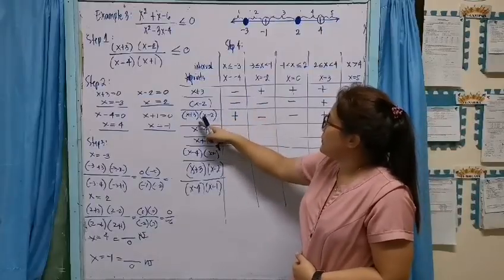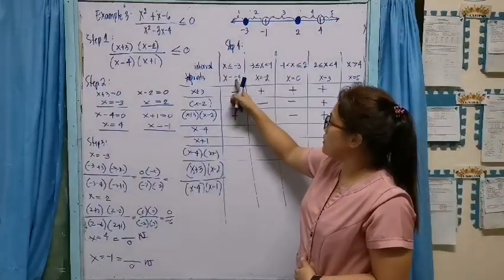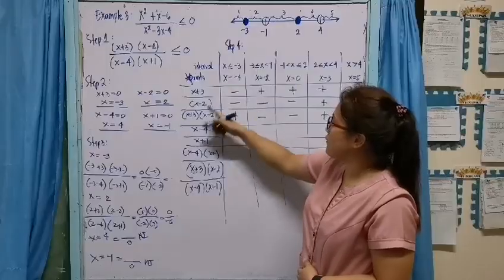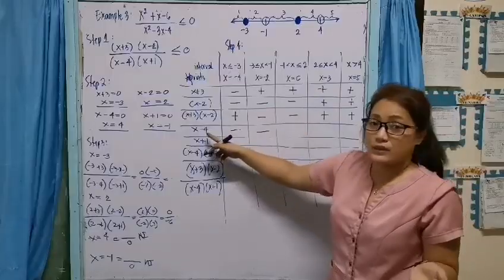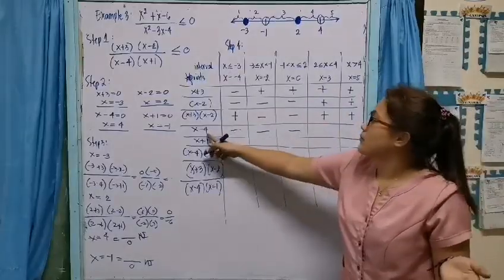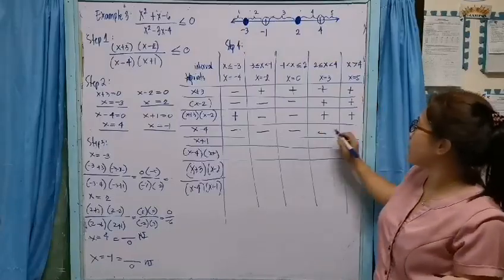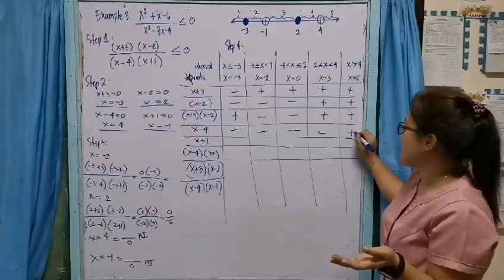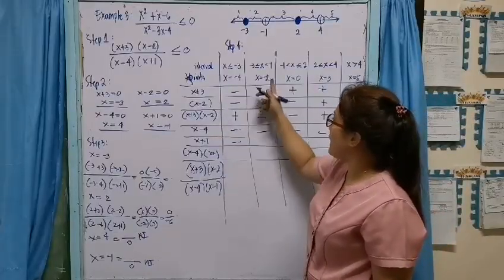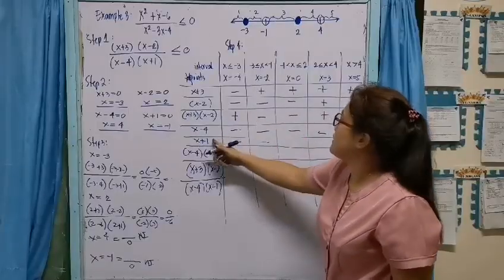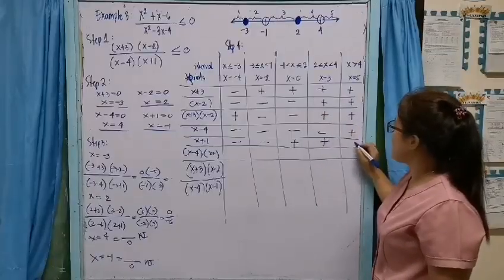Multiply the two factors as well. Just follow what is written. If you substitute here, negative 4 minus 4 is negative. Then negative 2 minus 4, still negative. 0 minus 4, negative. 3 minus 4, still negative, because the negative is more. Then 5 means this time it is already positive. Next, negative 4 plus 1, still negative. 0 plus 1 is positive, and that is positive.